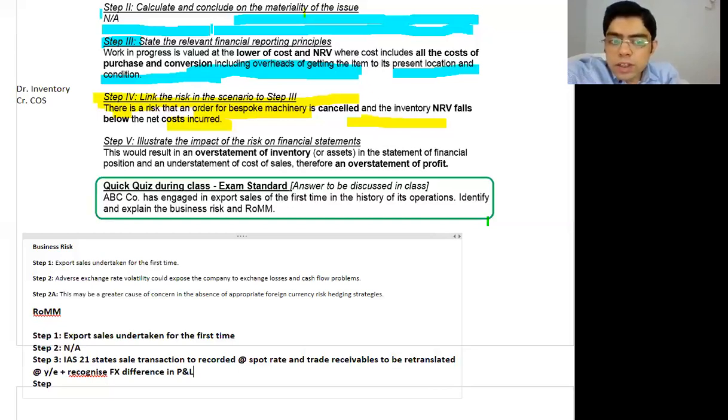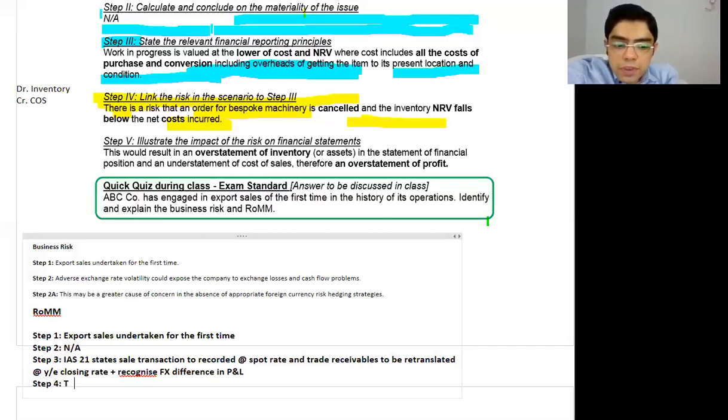So whatever trade receivable you have at the year end, you would retranslate it, and at year end when you would retranslate it, you would use the year end closing rate or the rate prevailing at the year end. Plus you would have to recognize the exchange difference in profit and loss account. Step 4, illustrate the impact, link the risk in the scenario to step 3.